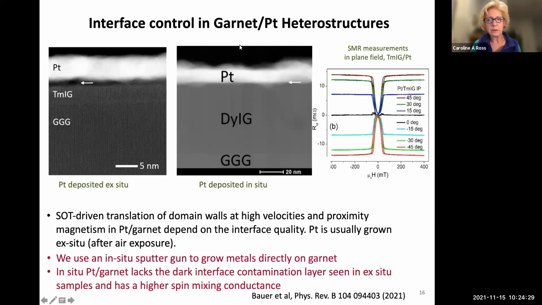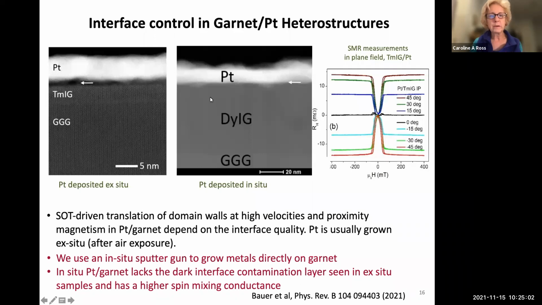Okay, let's look now at the interface of garnet heterostructures. Typically, one would grow the garnet in the PLD chamber and then take it out of that chamber. Maybe you do something to it, pattern it, or leave it sitting in the lab, and then finally grow something else on top, like platinum. And if we do that, there's a layer of contaminant, this dark layer in between, which is deleterious to the transport of spin between the platinum and the garnet. So this is not a good thing.